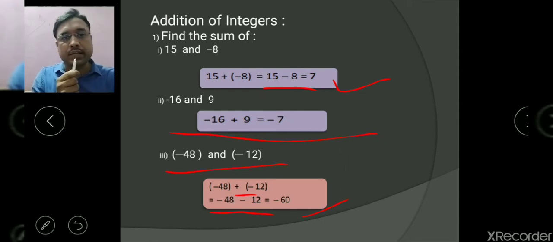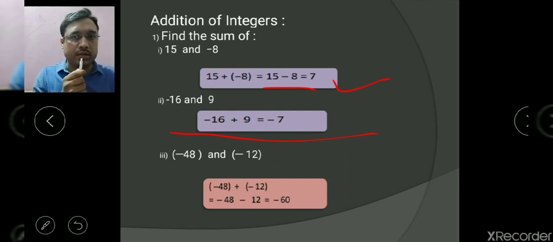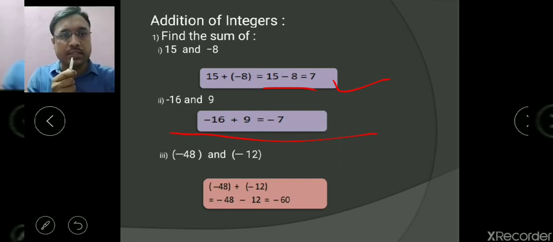This we can do like this also, students. Whenever the two integers have the same sign, such as here both the numbers are negative, then add the two numbers and give that common sign to the result. Such as both the numbers are negative, then the result is also negative only.